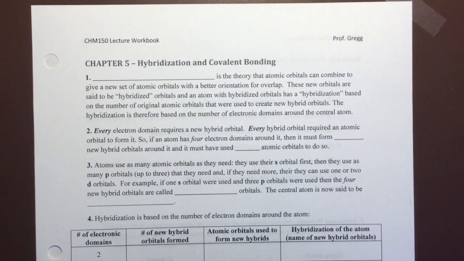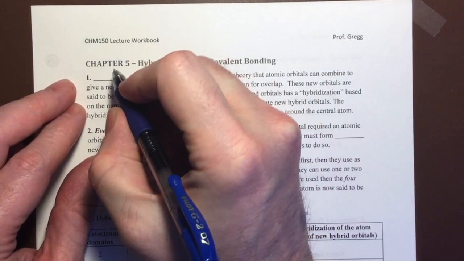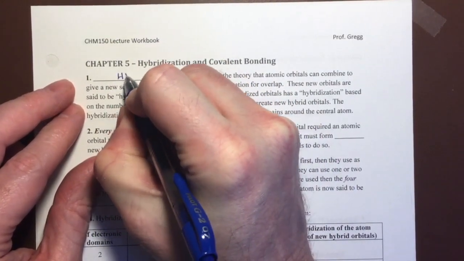Okay, class, we're going to deal with the concept that is very useful in terms of chemical bonding called hybridization. So hybridization, that's what's going to go here in this first gap.